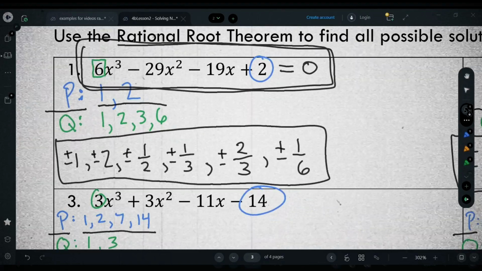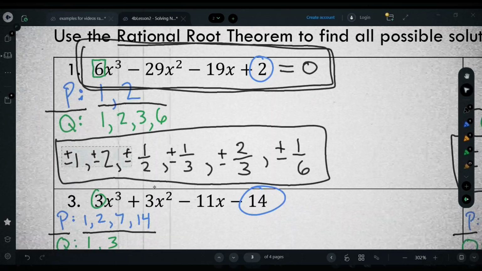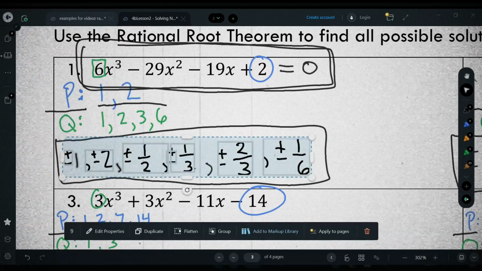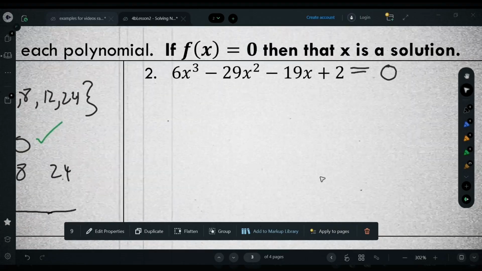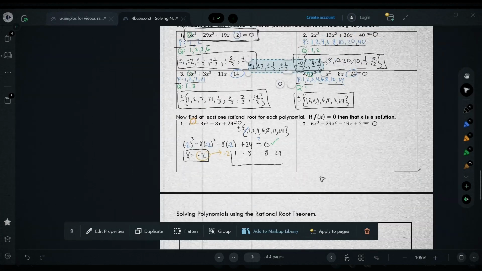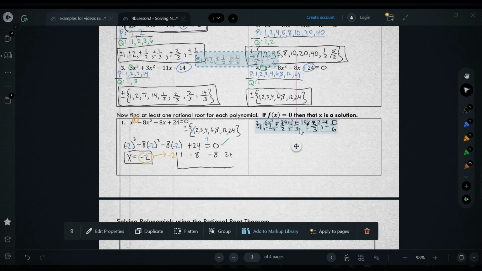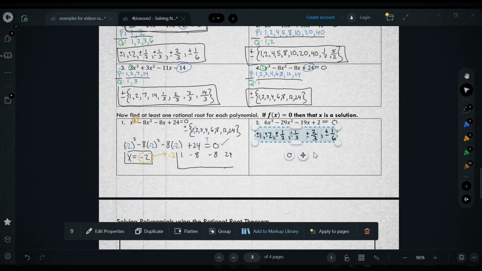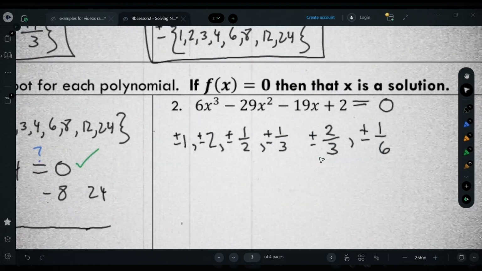So these are all, let me see here, let's copy these. All of these right here are the possible solutions. So let me bring that down here. Okay, let's move these over here. Okay, that's what we got. Those are the possible solutions.